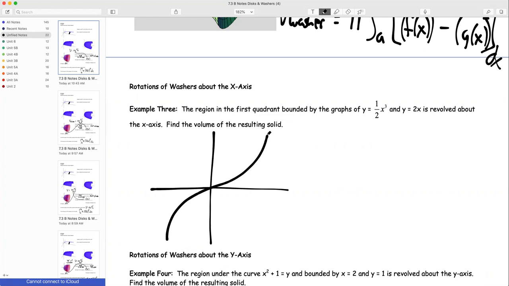And I've got a cubic equation, and I've got a linear equation. And after I graph them, I'm going to label a couple of things so that I don't get confused. So I have my top equation, I have my bottom equation, and also I'm going to find the intersection because I will need that for the bounds. So they intersect at (2, 4).